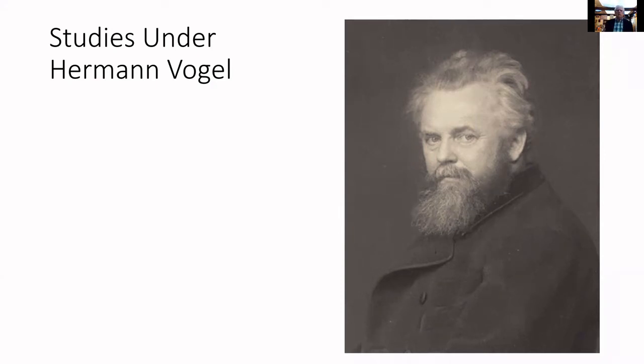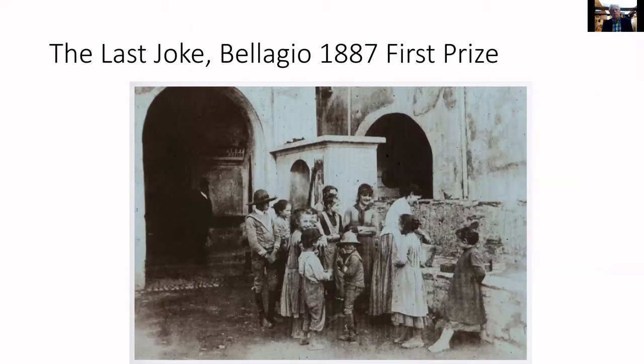So he has this incredible depth to his technical knowledge before he really even has any artistic training. But he does his first print that he submits to a competition for the American Photographer magazine in 1887 and wins first prize with this print called The Last Joke in Bellagio, which is a town in northern Italy.